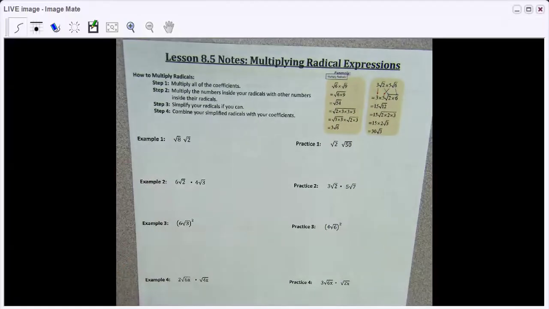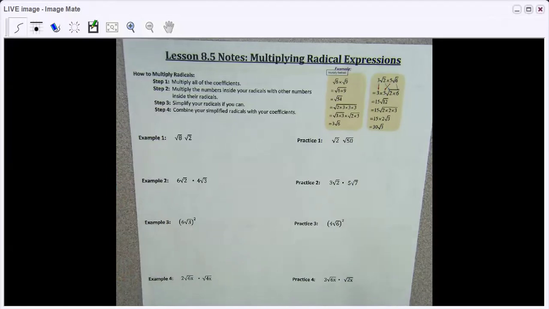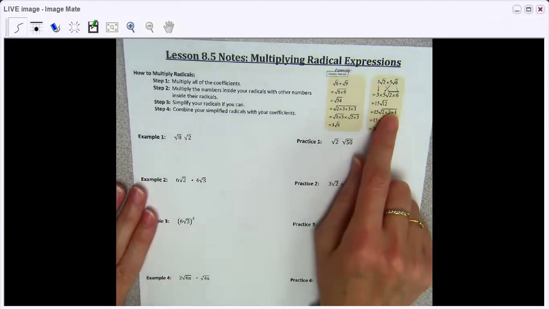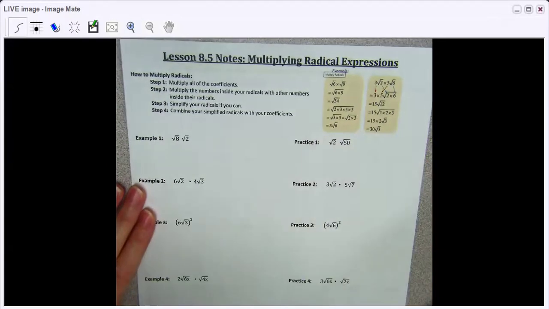Today we are learning about lesson 8.5, multiplying radical expressions. When we're multiplying radicals, if you remember from one of the previous lessons, as long as the radicals have the same index, you can put the radicands under the same radical symbol. In these steps, if you look at this example right here, I'm going to zoom in just a little bit.